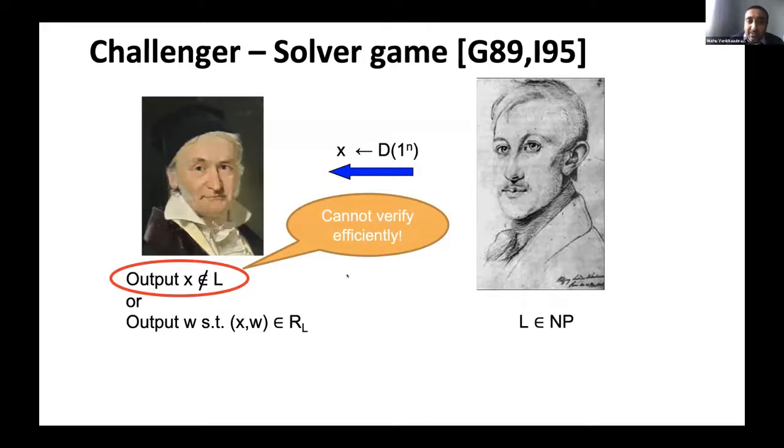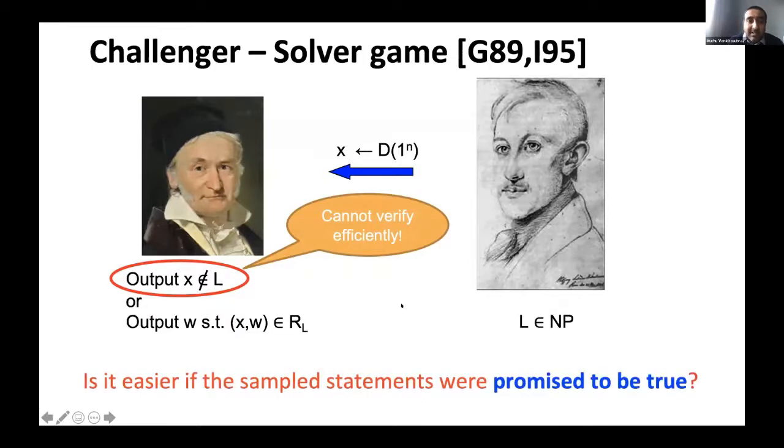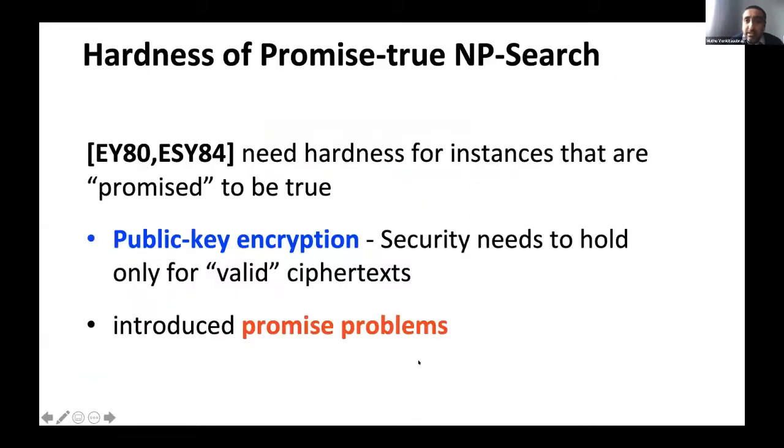So the main question that we are asking in this work is, does this game become any easier if the instances that we solve are promised to be true? Now, this is not a new thing. Very early on, Even, Selman and Yacobi thought about these questions. They asked for hardness of instances that are promised to be true. They were motivated by cryptography, like public key encryption, where you want security to hold only for validly generated ciphertexts, and this motivated them to introduce the notion of promise problems.